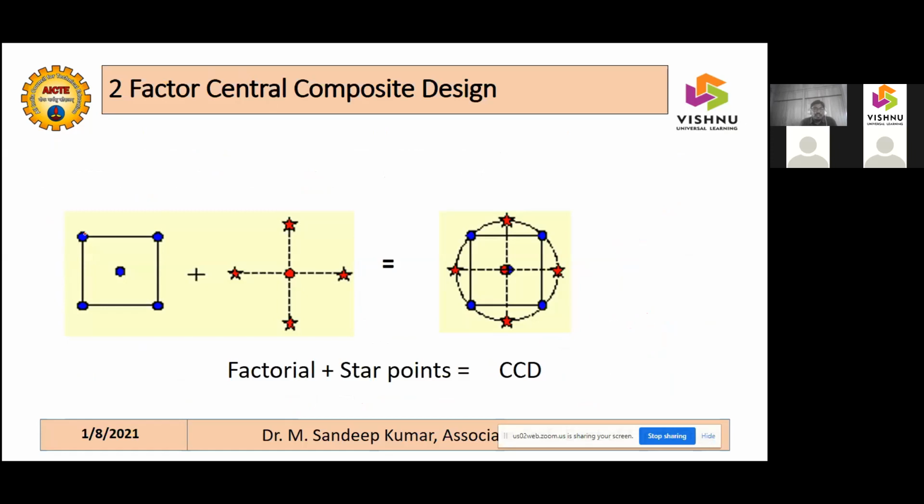Usually these are the factorial points. You know this, right? These are the center points and these are the star points. We call these star points, or alpha values in the DOE software. When we have the combination of these, we call it central composite design.